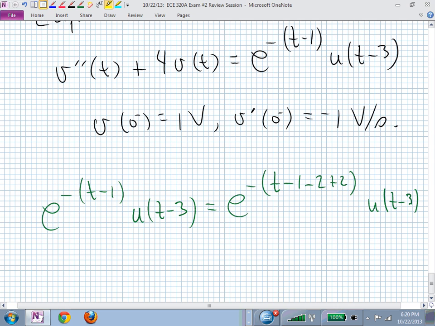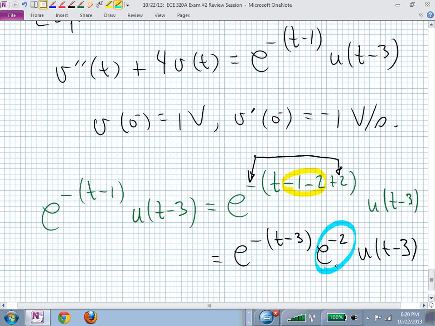What I now have that I want to keep is that minus 1 and a minus 2. That will give me the minus 3 that I want. And the other piece is really just a scaling factor. That's an e to the minus 2. Meaning I've now rewritten that left-hand side to be equal to e to the minus t minus 3 and an e to the minus 2, where this minus 2 is coming from that combination. And then this is u of t minus 3.